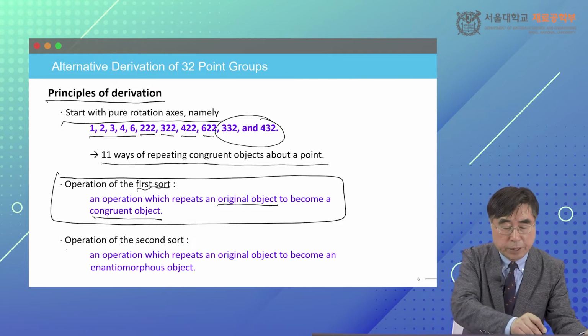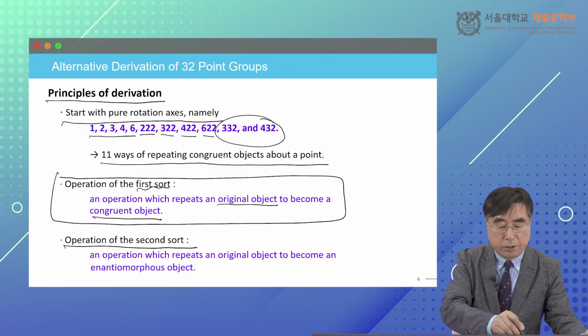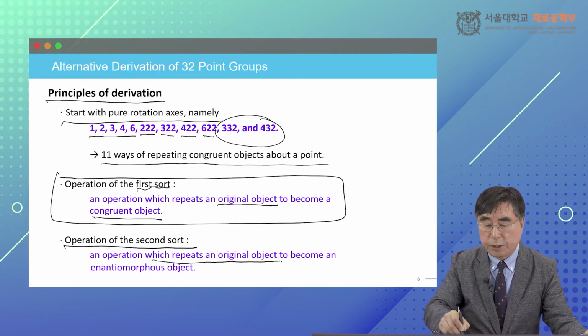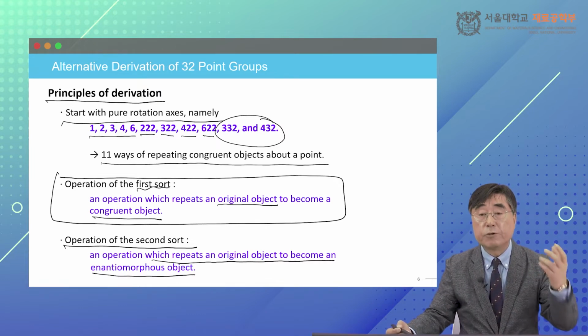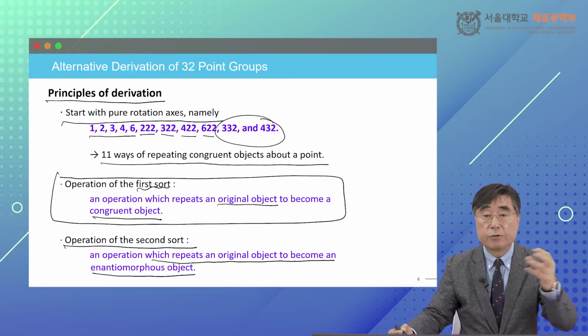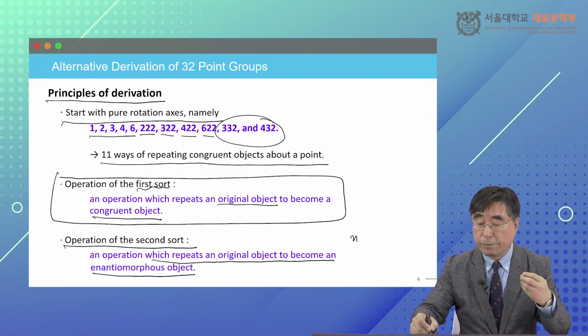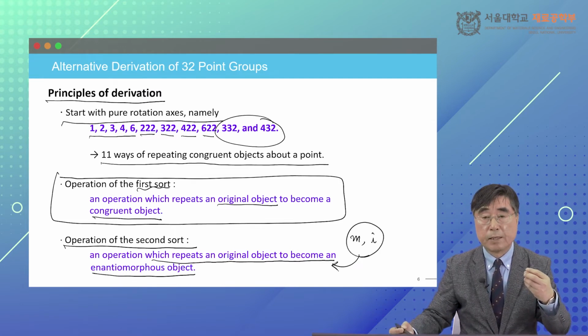Now there are operations of the second sort. That's an operation which repeats an original object to become an enantiomorphous object, or incongruent object. This operation makes right hand to left hand or left hand to right hand. This is what we call an incongruent operation or enantiomorphous object. Mirror plane and inversion center basically belong to this one.